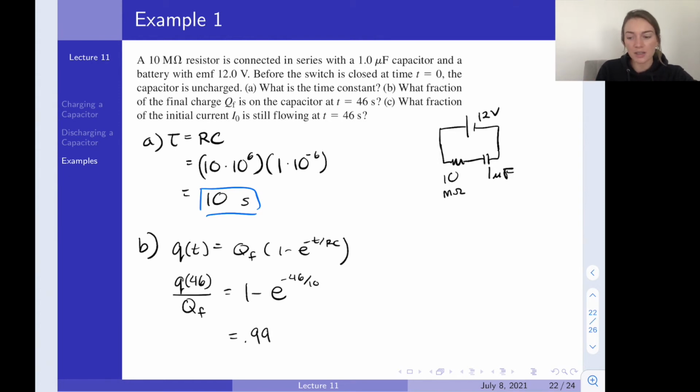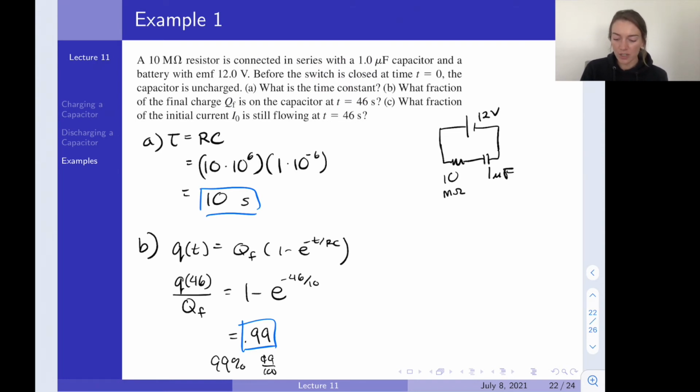So the fraction of the total charge is either 99%, or 99 over 100, or you could just say 0.99 of the total charge. So the capacitor is almost fully charged after 46 seconds. Okay, so we'll just say that that's our answer there.